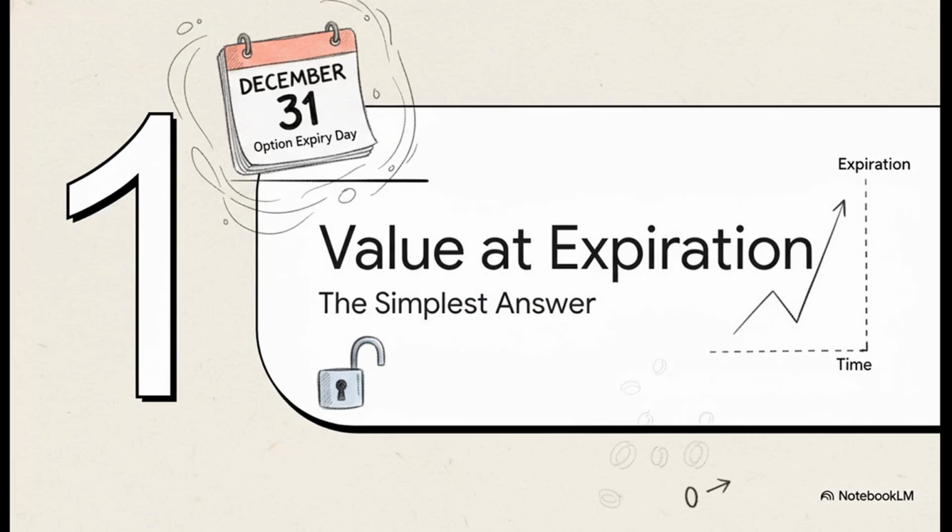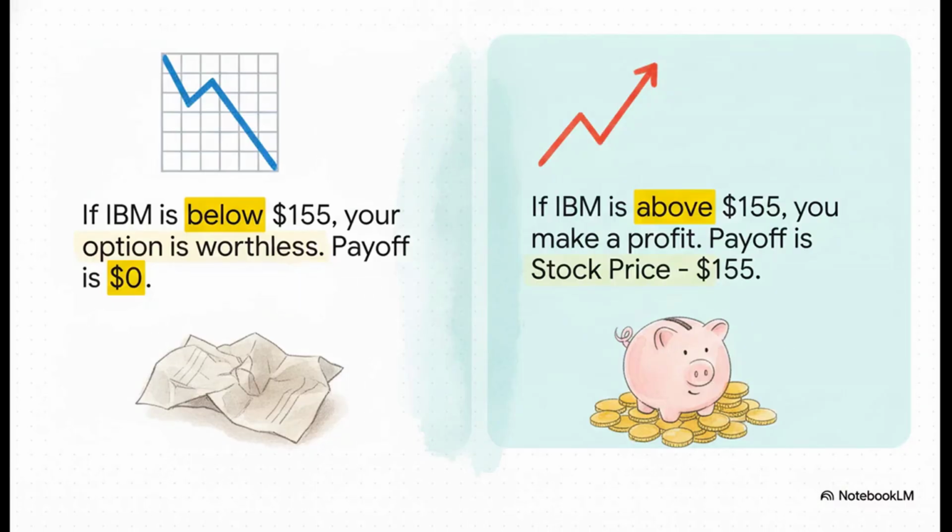Okay, so let's start with the simplest possible way to look at this. We're going to ignore all the chaos of the coming year and just fast forward to the very last day, the moment the option expires. What is it worth then? On that final day, it's pretty simple. It really comes down to two outcomes. If IBM is trading below $155, your option is worthless. I mean, why would you use your special right to buy the stock for $155 when you could just buy it on the open market for less? You wouldn't. So the payoff is zero.